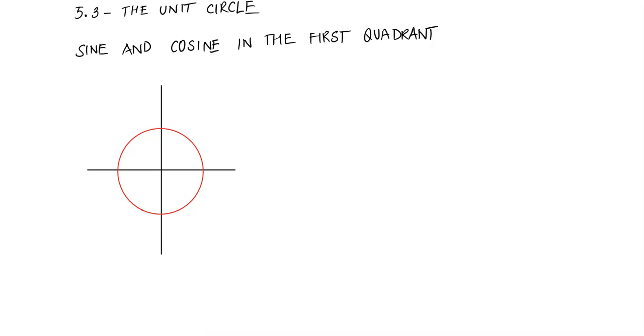Now we know that if we were to draw a circle inside an XY grid, and if I made sure that the circle was of radius 1, we call that the unit circle. So the unit circle has radius 1. And what this means is, if you looked at the equation of a circle, this is the equation of a circle with radius r and center 0, 0.